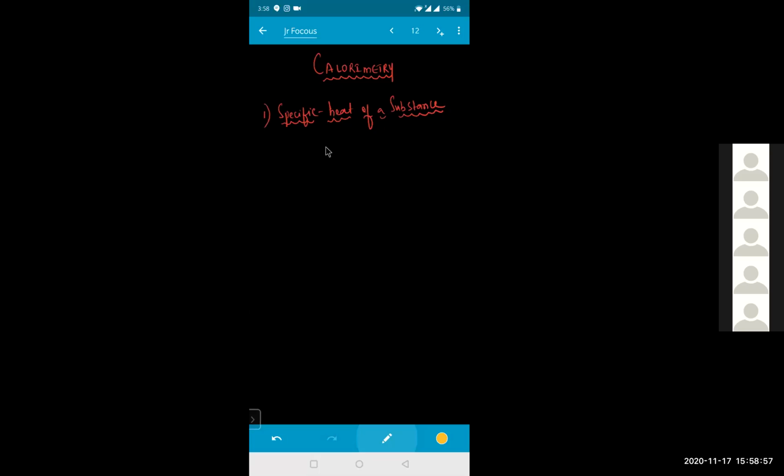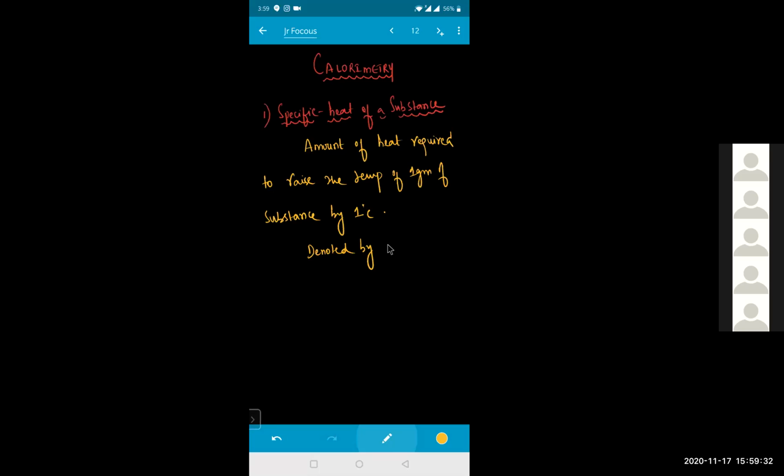What is its definition basically? Amount of heat, just like how we define calorie. Amount of heat required to raise the temperature of 1 gram of substance by 1 degree centigrade, and it is denoted by S. So S, specific heat, is directly proportional to the heat produced, that is the rate of heat, dq by dt.